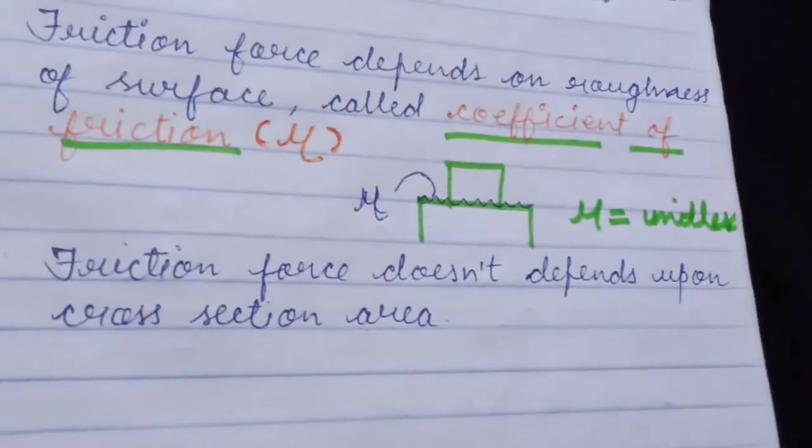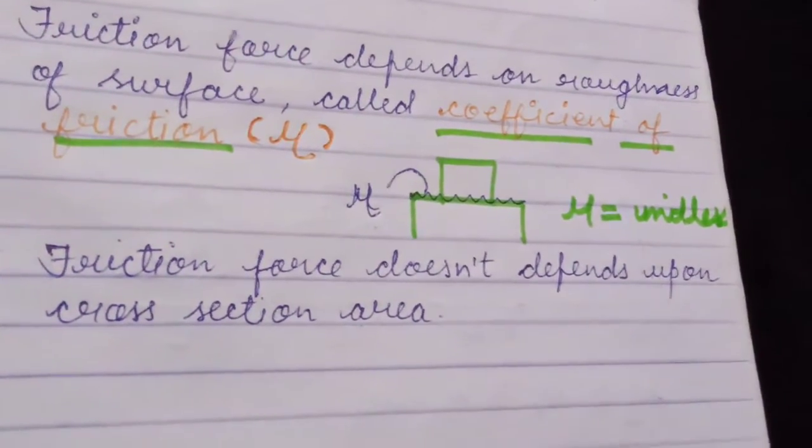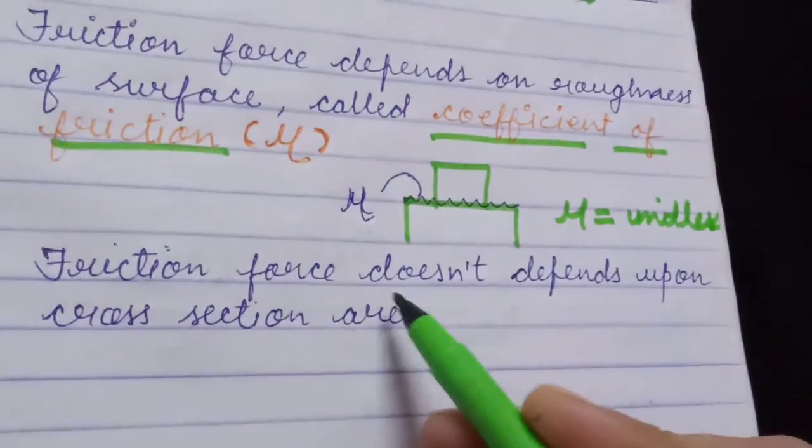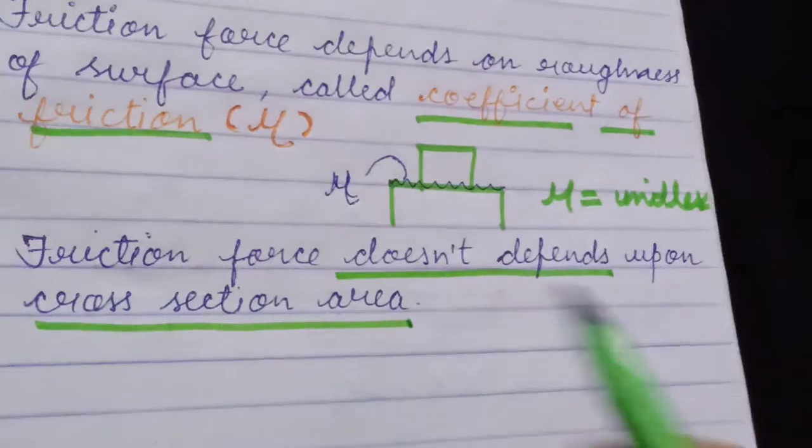The next point is friction force doesn't depend upon cross section area. Friction force doesn't depend upon the cross section area of the object.